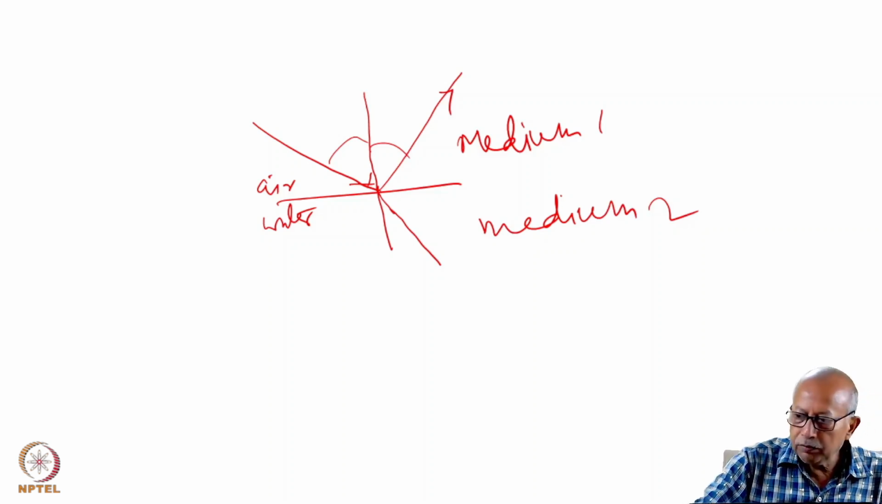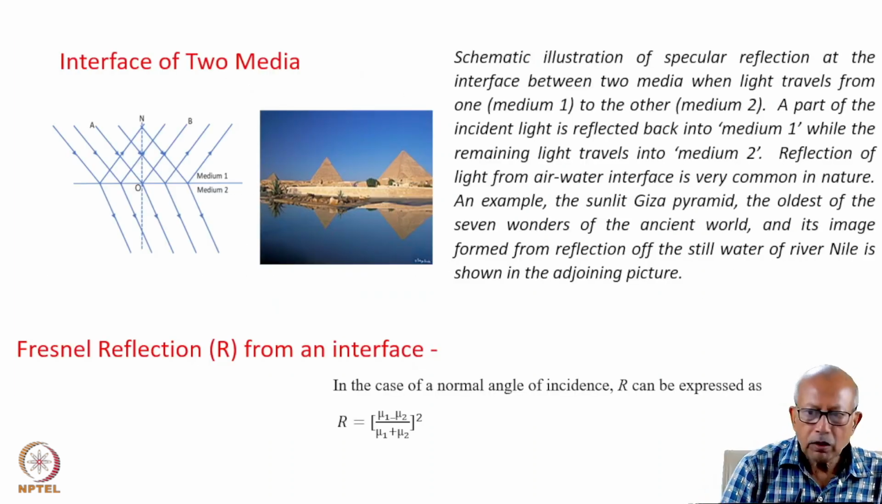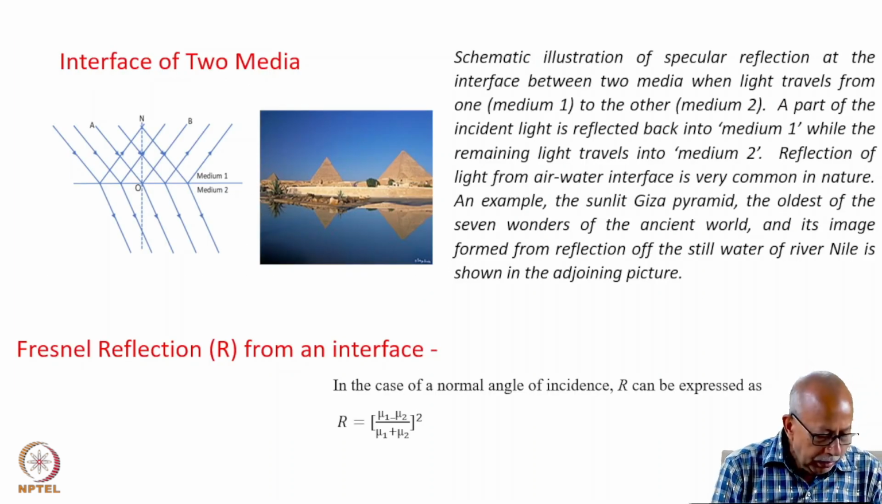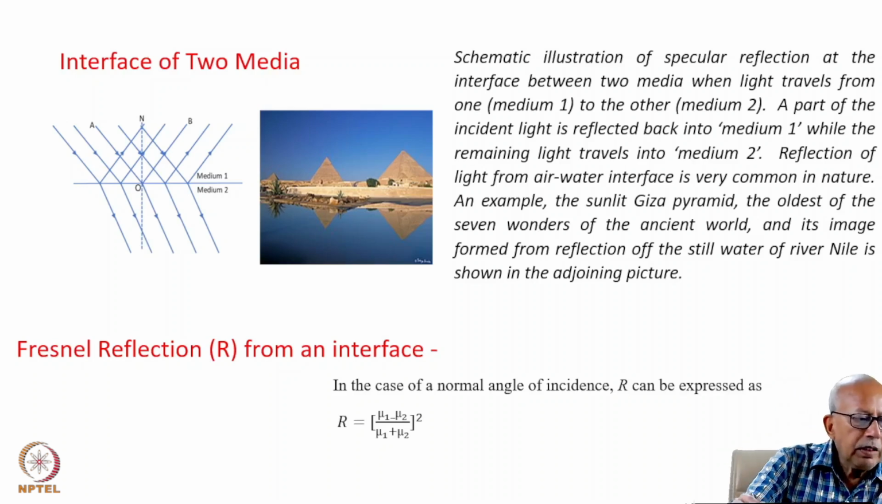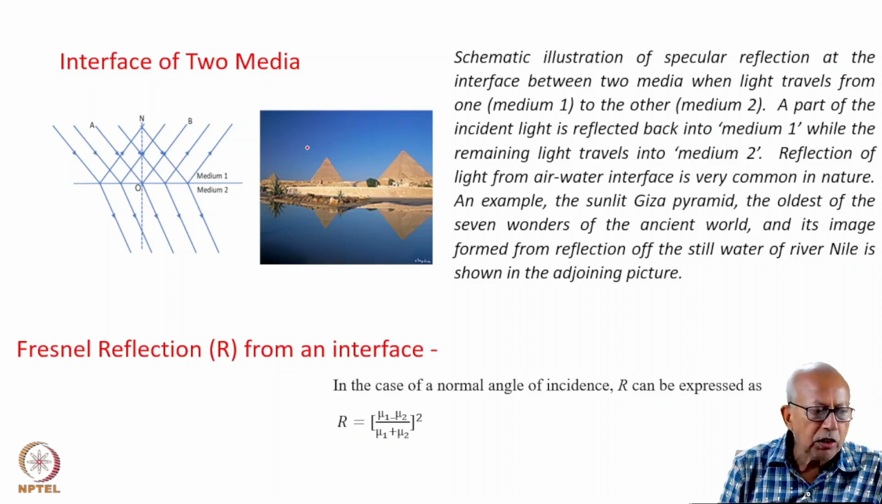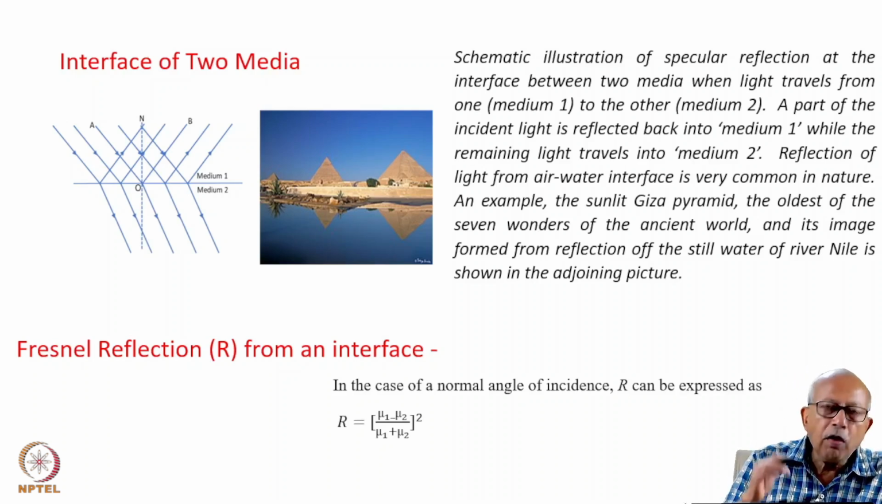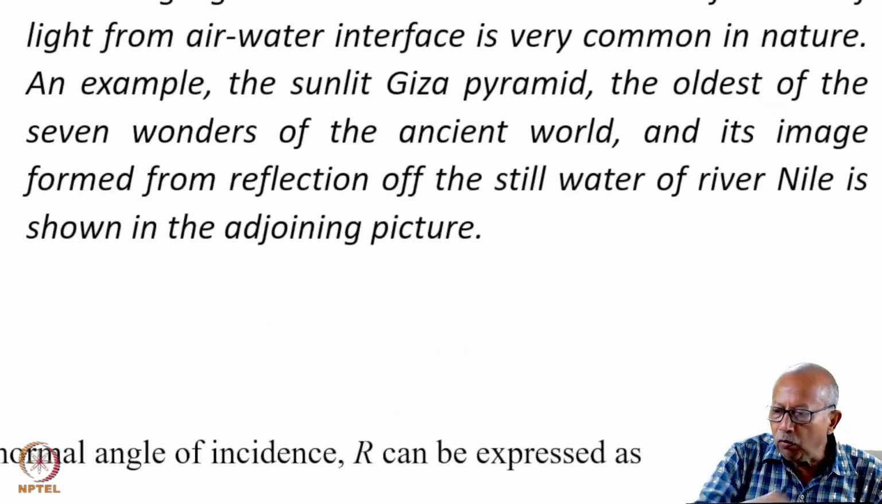For example, you see, this adjacent picture captures a sharp image of the Great Pyramid of Giza as a result of the reflection of light from the absolutely calm and ripple-free air-water interface of the River Nile. So what happens?